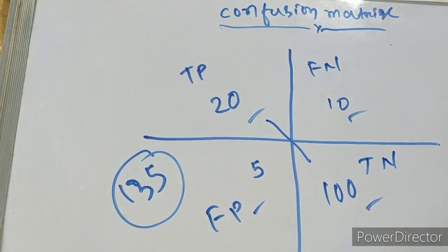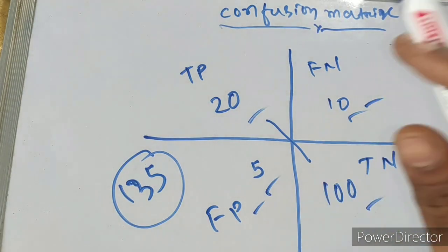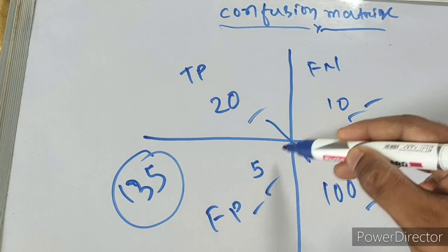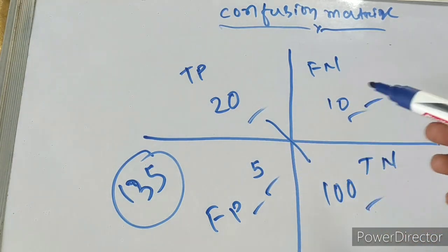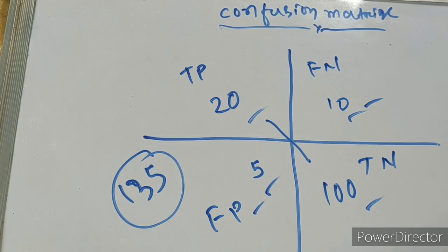This 20 plus 100, 120, are the records which are correctly classified, and these are the records which are incorrectly classified. Either it is predicted positive and actually negative, or the other way around. These two, false positive and false negative, are the ones which are not correctly classified.